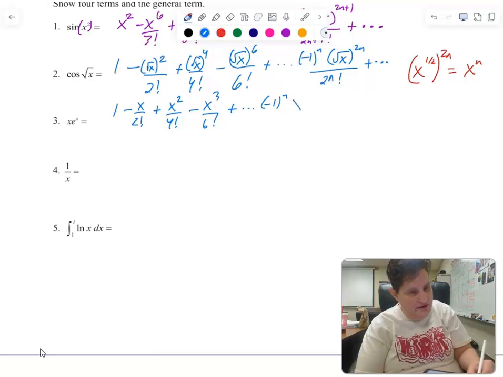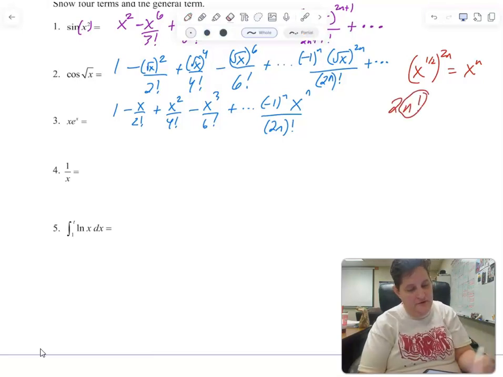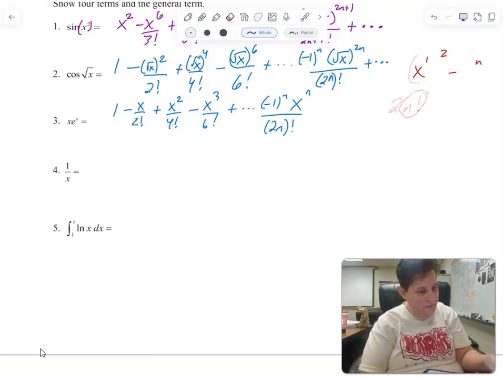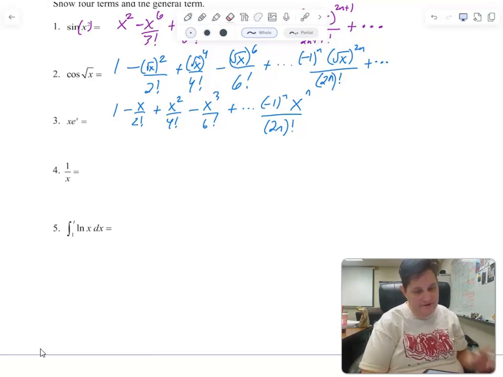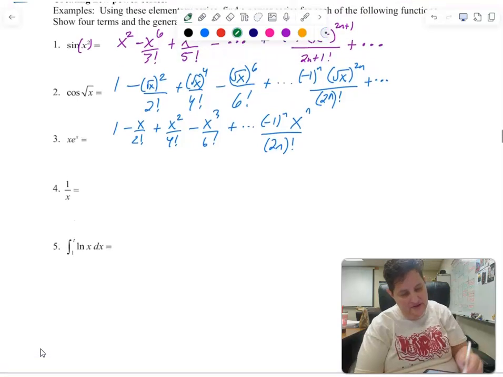So it's alternating x to the n, and it's still, oh, I have to put that in parentheses, (2n) factorial. If you don't put 2n factorial in parentheses, it means only the n is factorial. We need to put (2n) factorial. Okay, perfect.